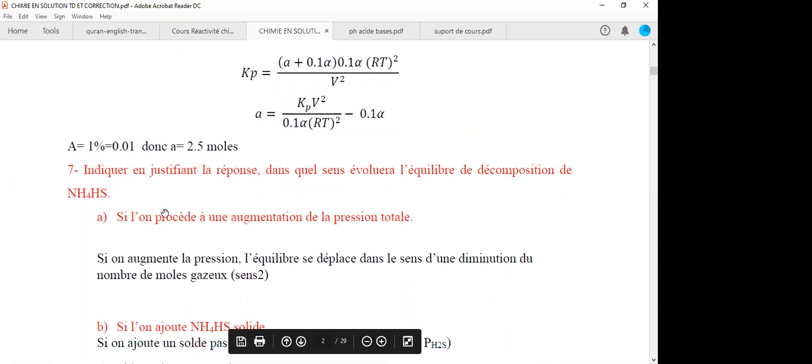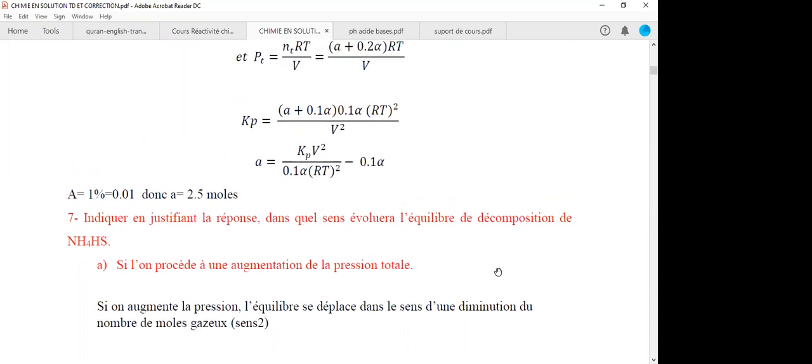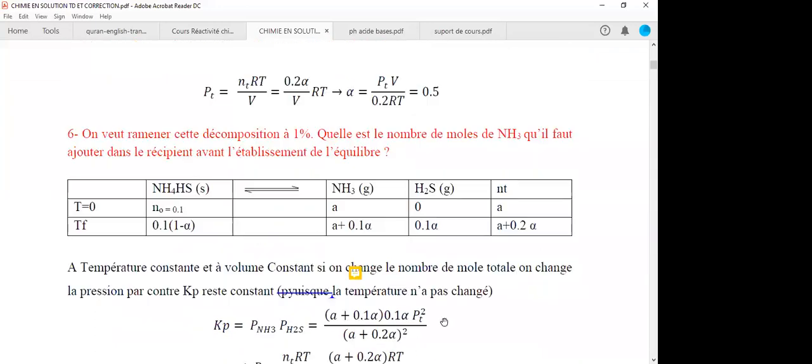Okay. Indicate, justifying the answer, in which direction the decomposition equilibrium of this compound will move if we increase the total pressure. So in which direction is this equilibrium going to move if we increase the total pressure? You need to check what happens. You have to master those we did in the pool, like how pressure and temperature influence the equilibrium. So you need to check where I have a large number of moles. It is this side. So if you increase the pressure, the system will respond by reducing the pressure.